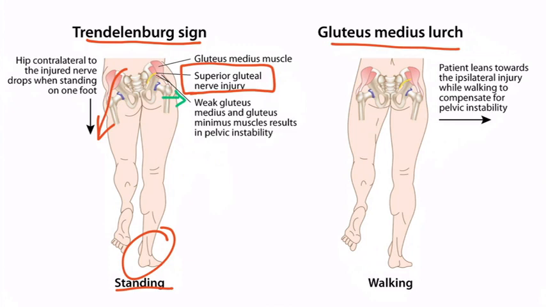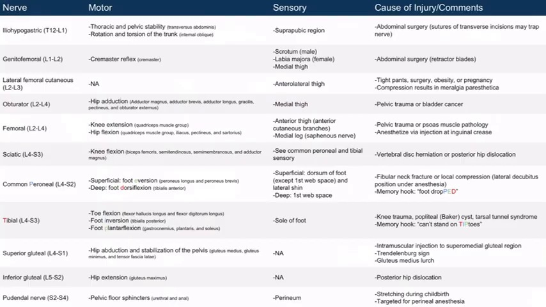Okay, now let's discuss the gluteus medius lurch. This deals with the same principle, but is a finding that occurs when the patient walks. So notice that we've labeled it walking. As you can see, the patient leans towards the ipsilateral injury while walking to compensate for pelvic instability. So the patient's body is kind of tilted in this direction. So in summary, when the superior gluteal nerve is injured, you may see the Trendelenburg sign and/or the gluteus medius lurch.